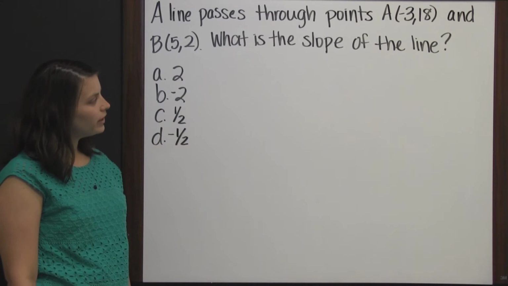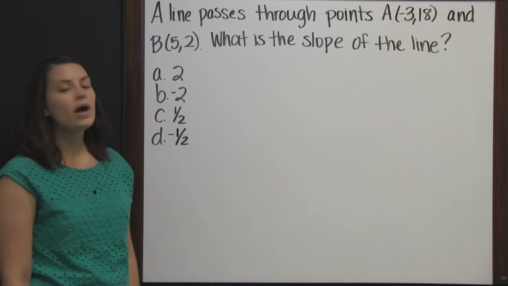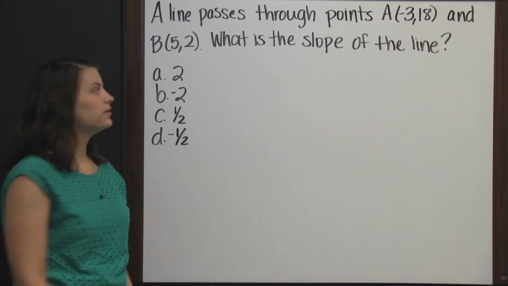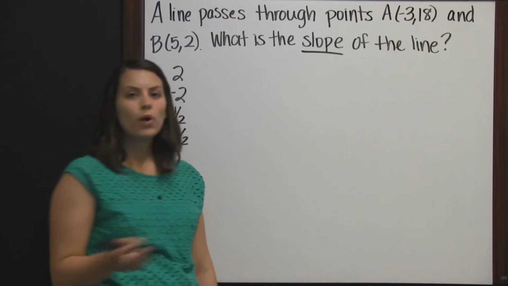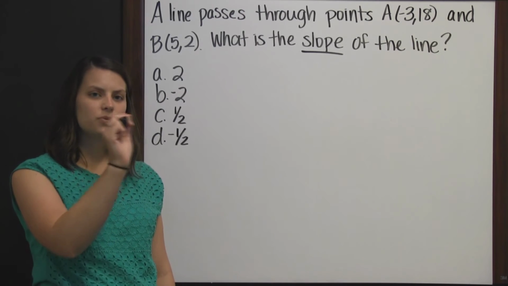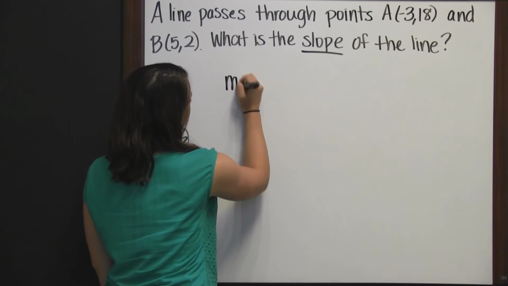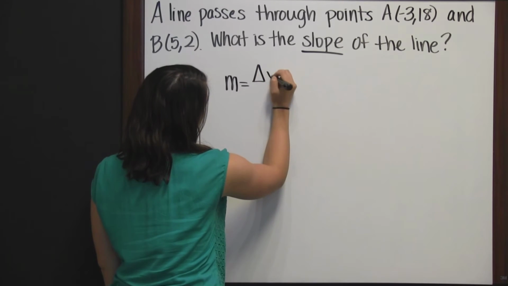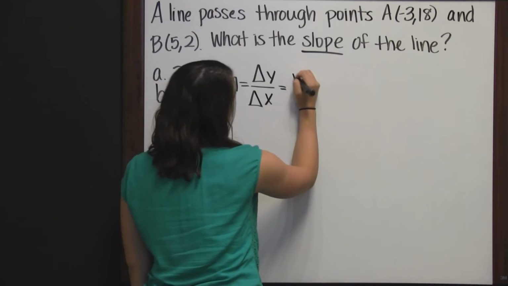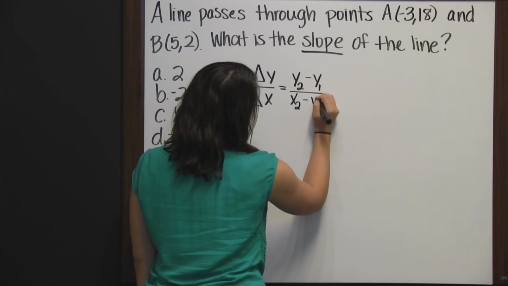A line passes through points A, negative 3, 18, and B, 5, 2. What is the slope of the line? Well, there are a couple of different ways we can find slope. One would be to graph these 2 points on a coordinate plane and then count between the points the rise and the run. Because that's all that slope is, really. Slope is the change in your y values divided by the change in your x values. Or y2 minus y1 divided by x2 minus x1.